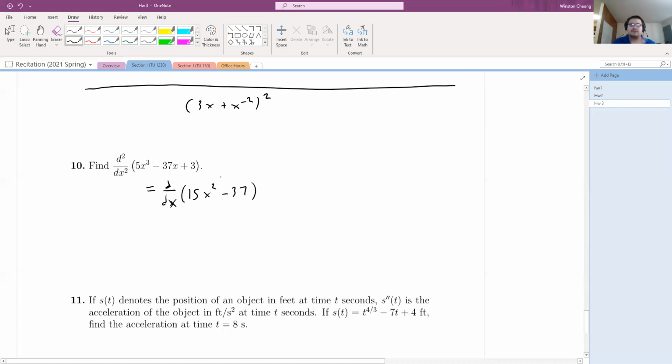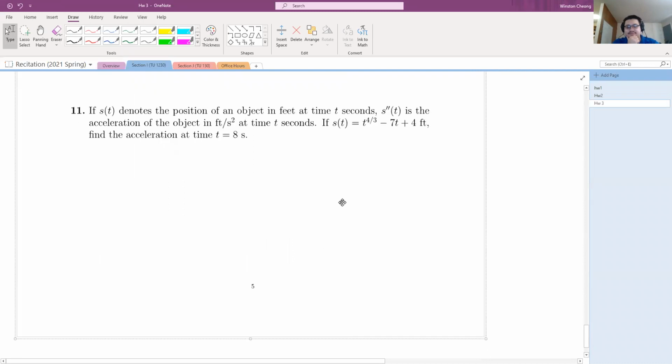So that was the first derivative that we just took, and now we can go ahead and take one more derivative, which is what this expression is saying, right? Okay, taking one more derivative, we'll get 30x. And that's our answer. So that was way easier, right?